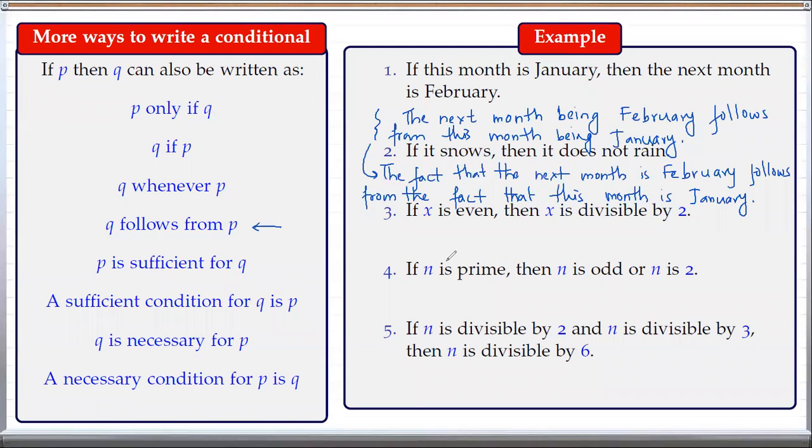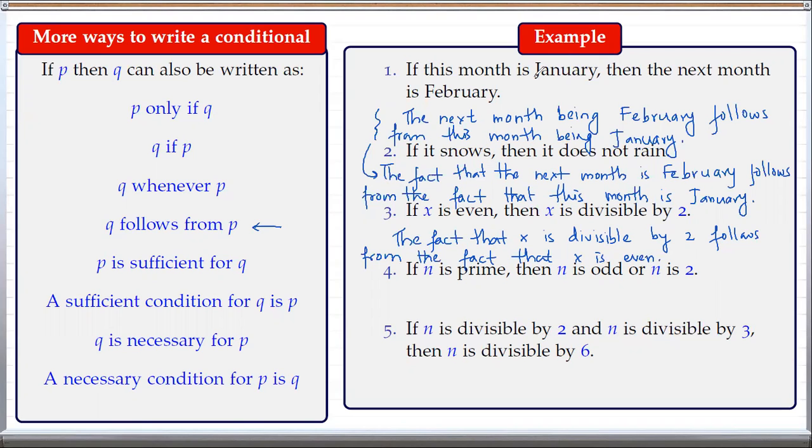Let's look at one more example with this format. Then we can look at number 3. If x is even, then x is divisible by 2. So I can say the fact that x is divisible by 2 follows from the fact that x is even. Okay, and you can try the other 3 statements.